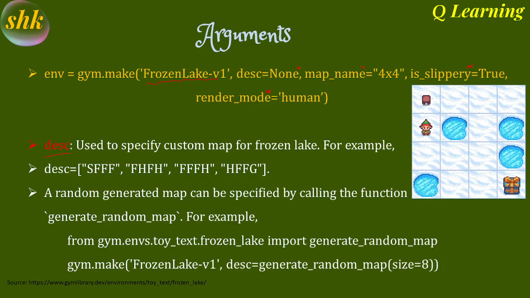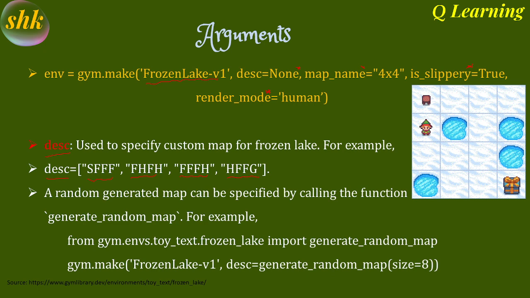The desc argument is used to specify a custom map for frozen lake. If we want the frozen lake as start, frozen, frozen, frozen, hole, frozen, hole, frozen, frozen, frozen, hole, hole, frozen, frozen, goal, this is the map we have to assign to desc. If you want to change this map, whatever the user's choice for each and every row, we can pass it here.